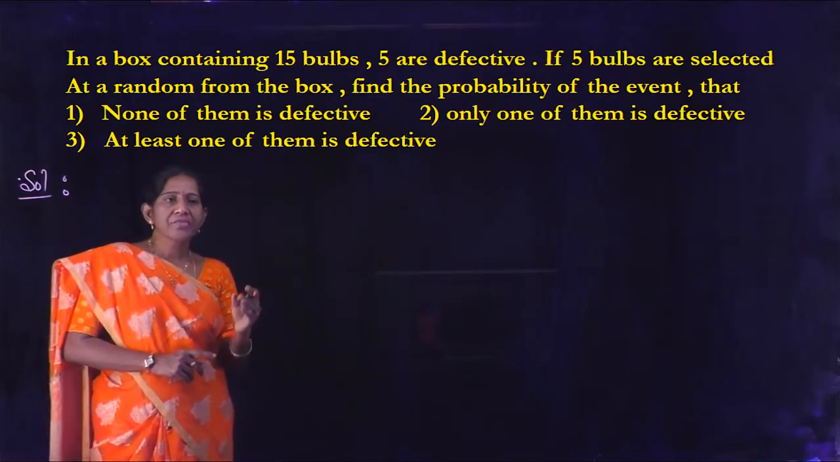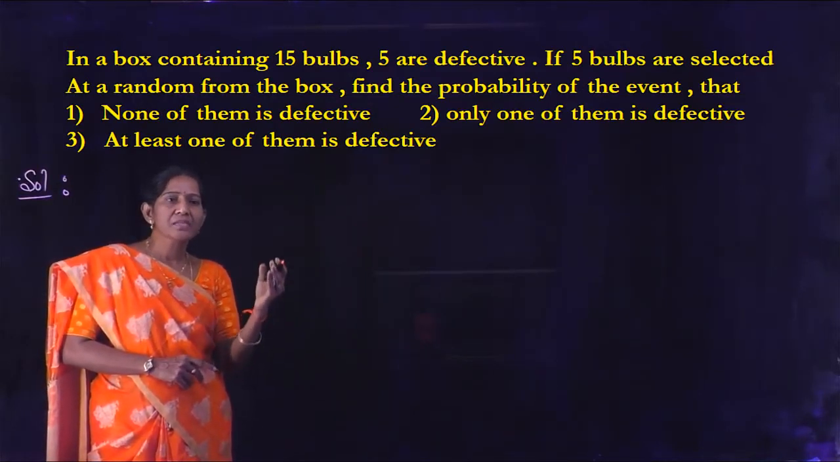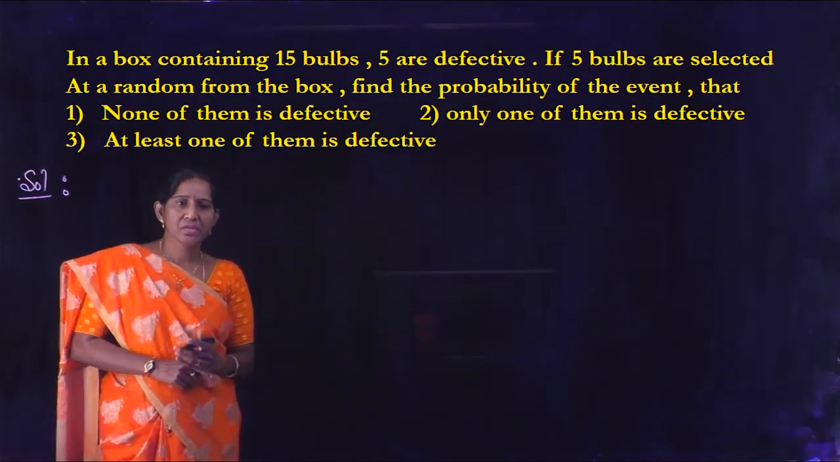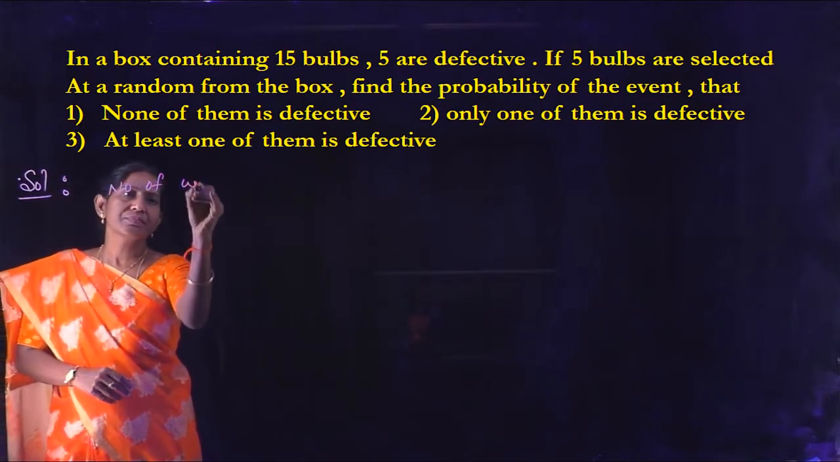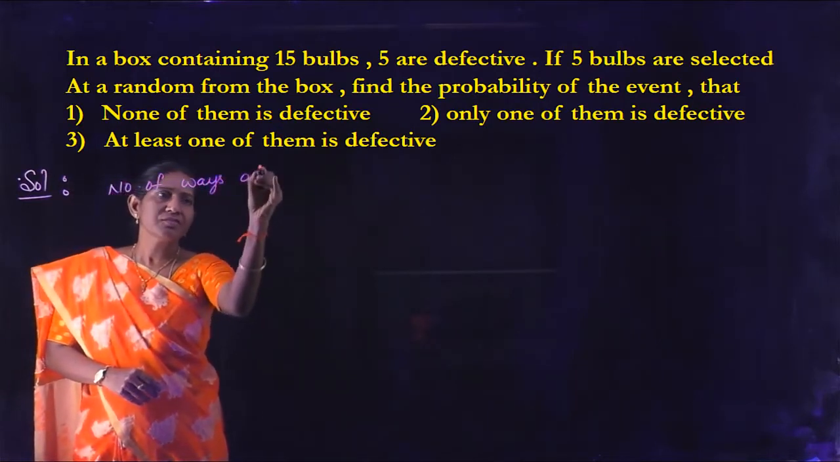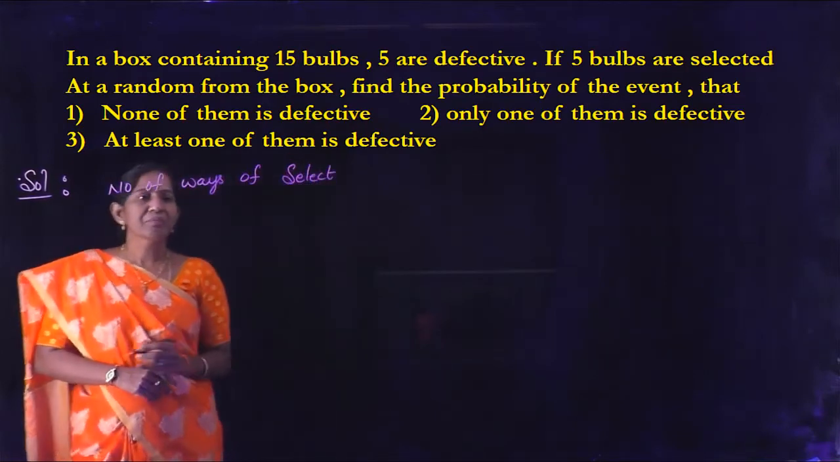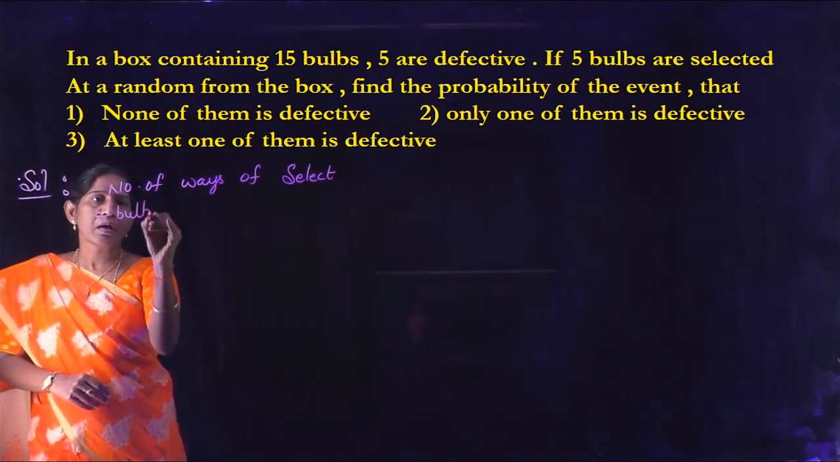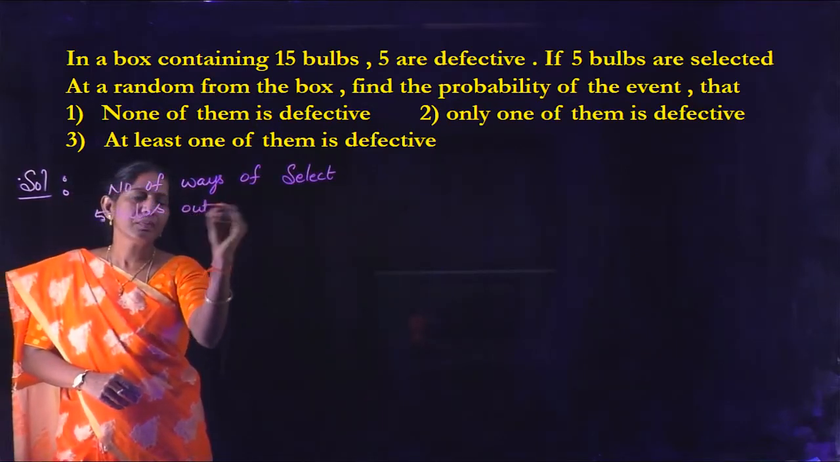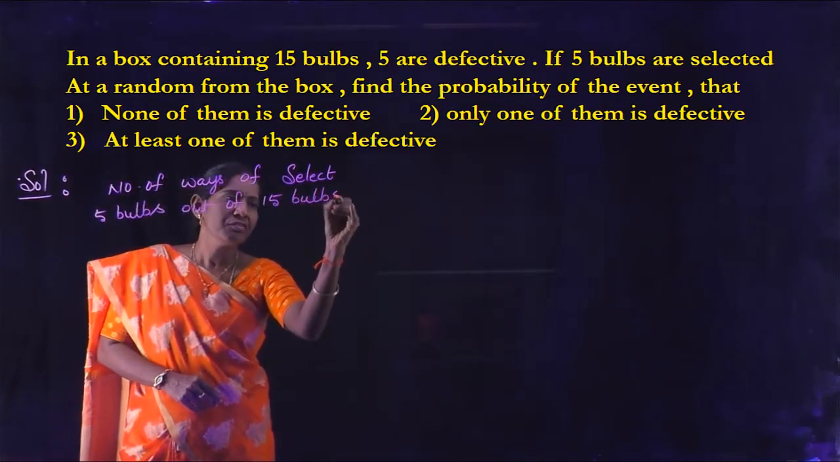A box contains 15 bulbs, 5 are defective. 5 bulbs are selected at random from the box. So, the number of ways of selecting 5 bulbs out of 15 bulbs.